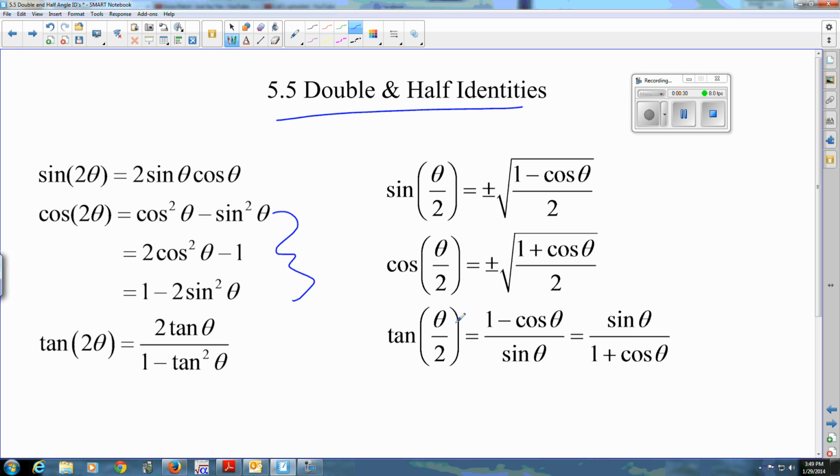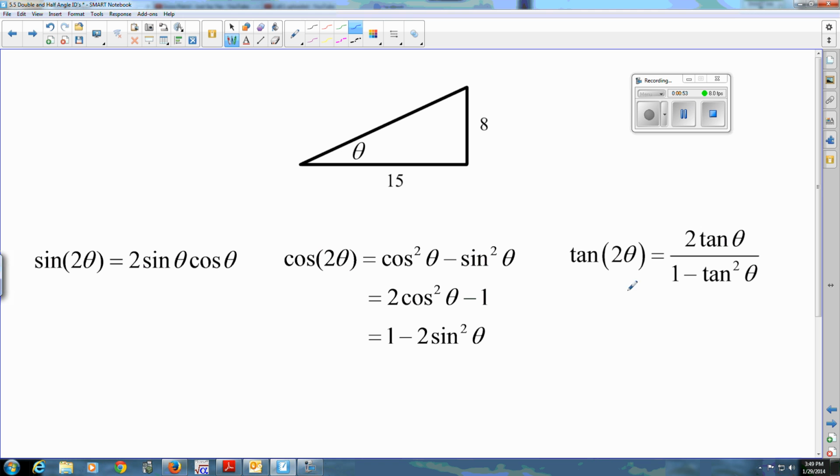Same thing over here. So if you want the tangent of theta over 2, you either do this formula or you do that one, but you don't do both. And I'll explain the plus and minus when we go through these. It's not both of them. You have to choose. There's a choice that you have to make. It's either the positive or the negative, but not both of them. And I'll explain how to find that as we go.